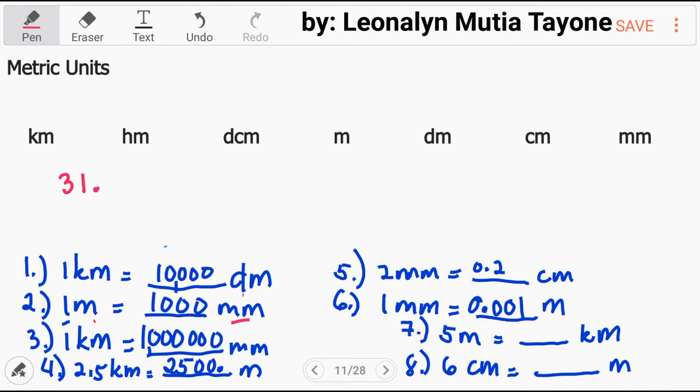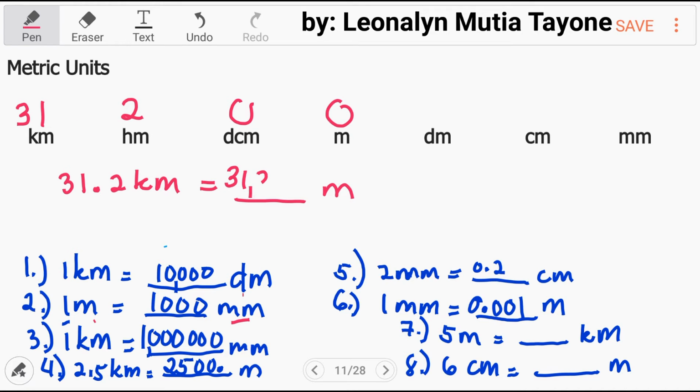Dito banda, more examples. So halimbawa 31.22 kilometers. Tapos, i-convert natin to meters. So, this is 31. Tapos, yung after sa point, this is 2. Tapos, dalawang 0. So, this is equals to 31,200.